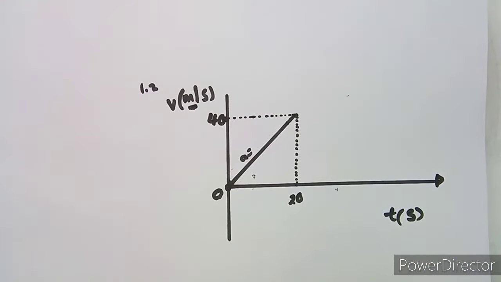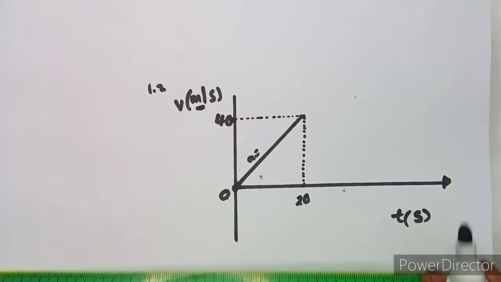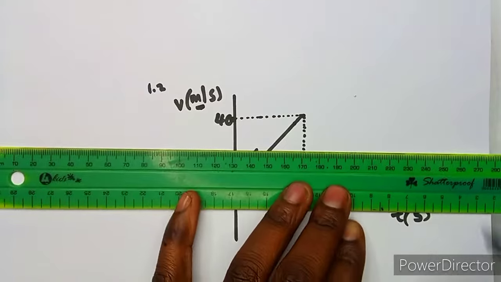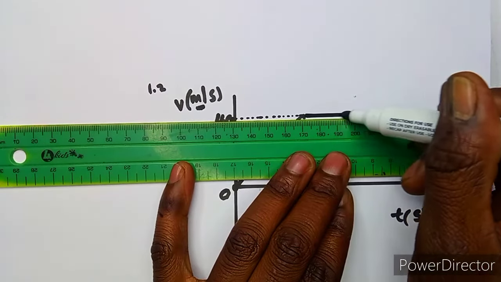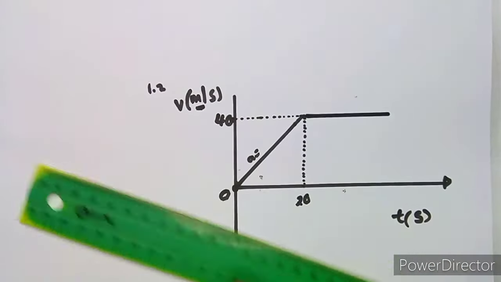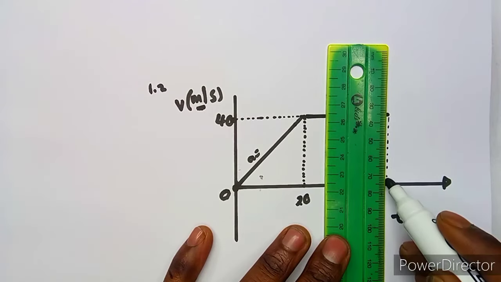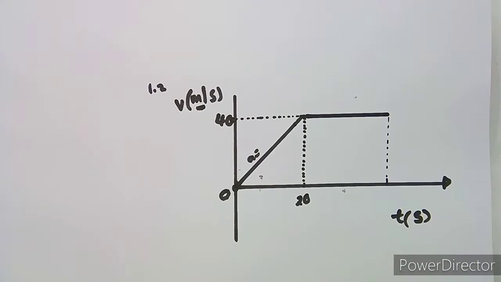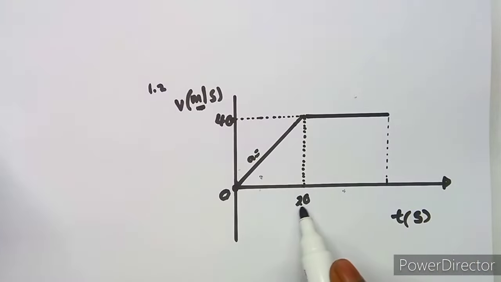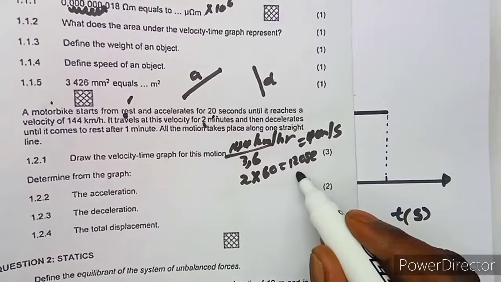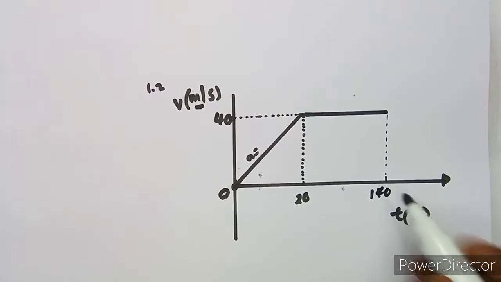This actually means it's constant. It's constant at 40 for 120 seconds, so we just maintain this line constant. But now we must have the corresponding time. We said it's 120, but we have to add because there is already 20 here. So 120 plus 20 gives us 140. So this is 140 seconds.